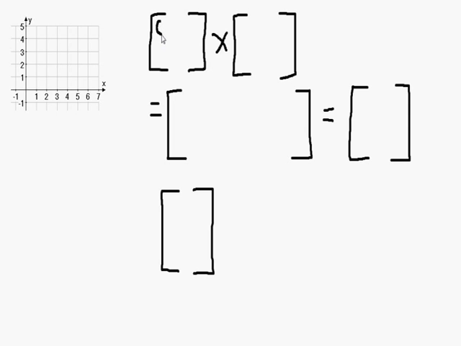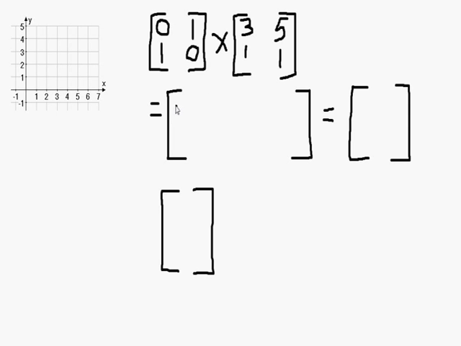Alright, and the formula for it is 0, 1, 1, 0. And then we have to times that by the matrix of our chosen object. Alright, and the matrix for our chosen object will be 3, 1, 5, 1. Then after that, we need to work it out.